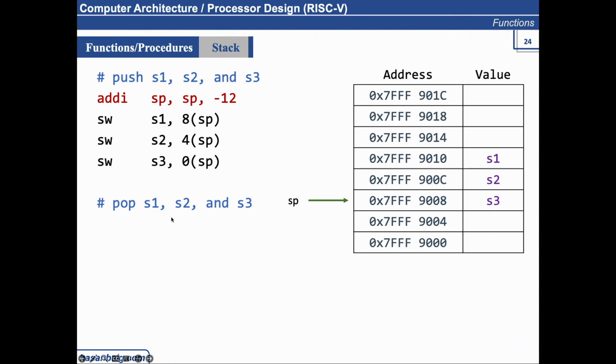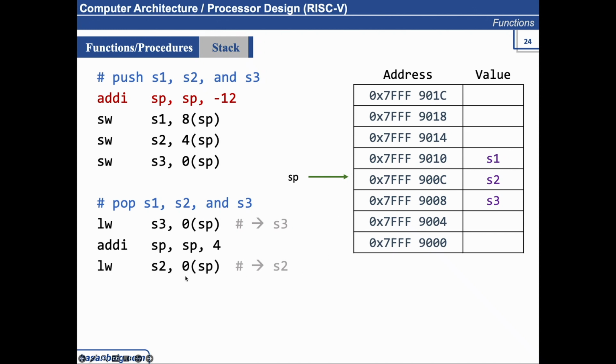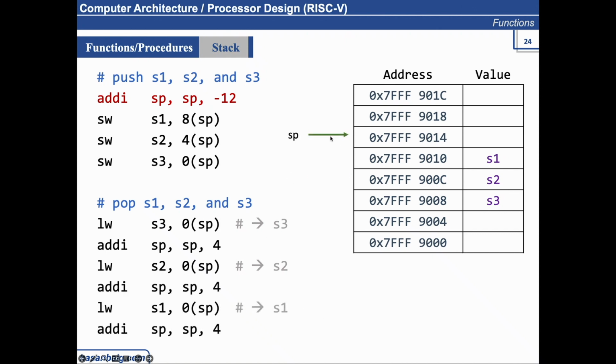If we pop S1, S2 and S3, first LW will help us read the value from the top of the stack. After reading a value from the top of the stack, the stack pointer should be updated, so we write this instruction, which moves SP from here to here. Now we can simply execute the next read from the top of the stack, and it will retrieve whatever value is placed there. Once all the values are read, the final value of SP will point to this location, which is the same as before.